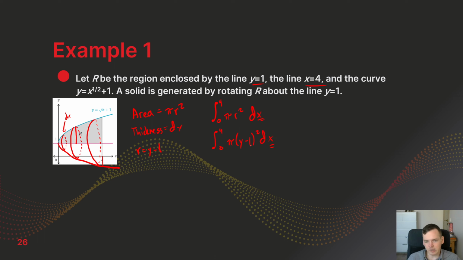Again, it's dx, so this y isn't going to work, but we know that y equals square root of x plus 1. So the integral from 0 to 4 of pi times (square root of x plus 1 minus 1) squared. And the nice thing here is that it ends up working out as the integral from 0 to 4 of pi times x dx, and then this is something that you can continue integrating yourself.